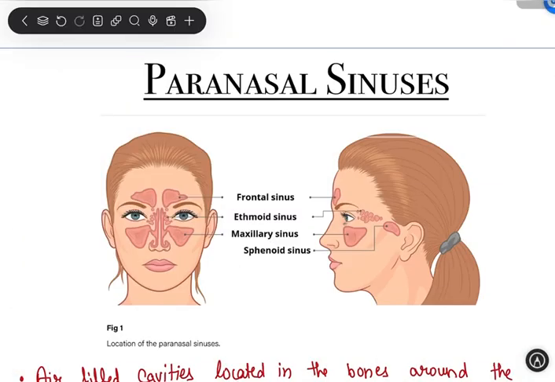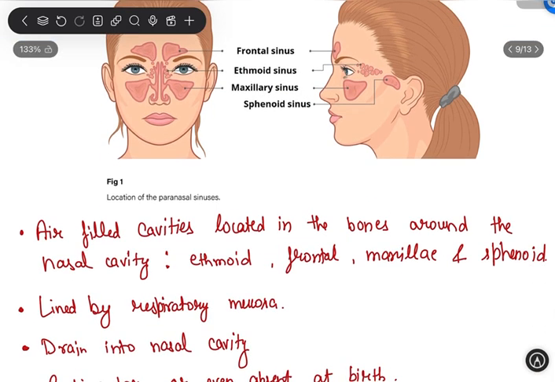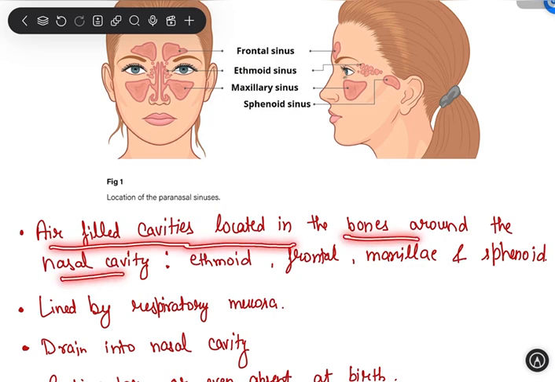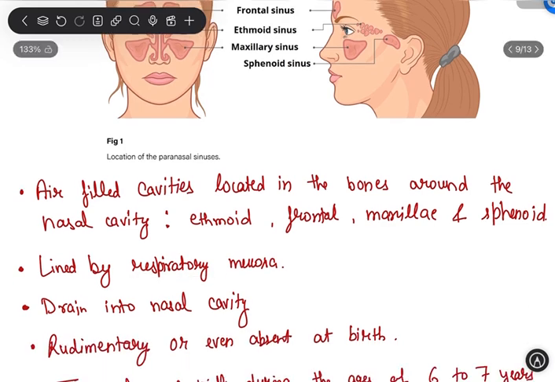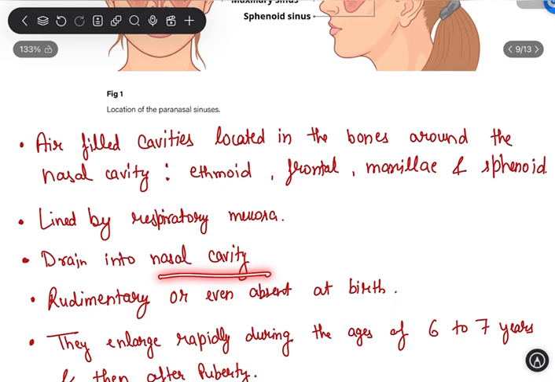Now moving forward towards the last topic, that is the paranasal sinuses. Firstly, we should know the definition of the paranasal sinuses. These are air-filled cavities located in the bones around the nasal cavity, and the bones around which these cavities are located are ethmoid, frontal, maxilla, and sphenoid. These are lined by respiratory mucosa, which is continuous with the mucosa of the nasal cavity, and they drain into the nasal cavity through relatively small apertures.